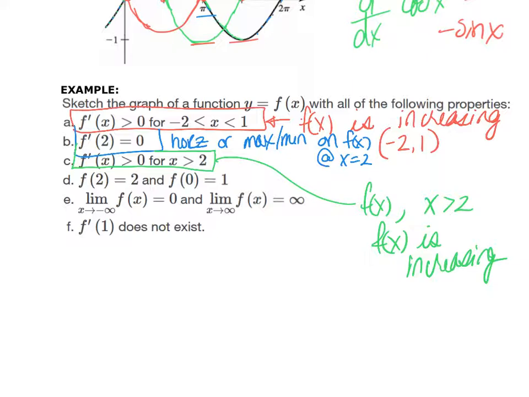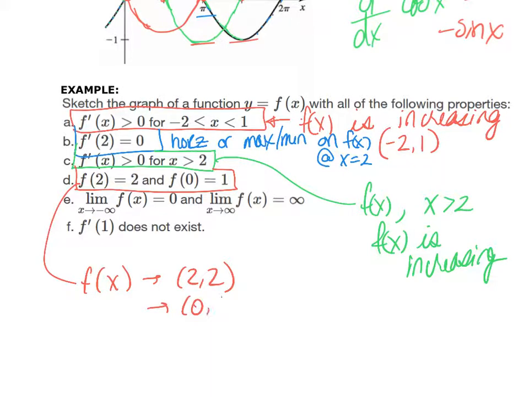The next portion says that if I put 2 into my original function, 2 comes out. So that tells me on my original function f of x, I have the ordered pair (2, 2). So my graph has to go through that point. It also tells me I have the ordered pair (0, 1), so it has to go through that point too.